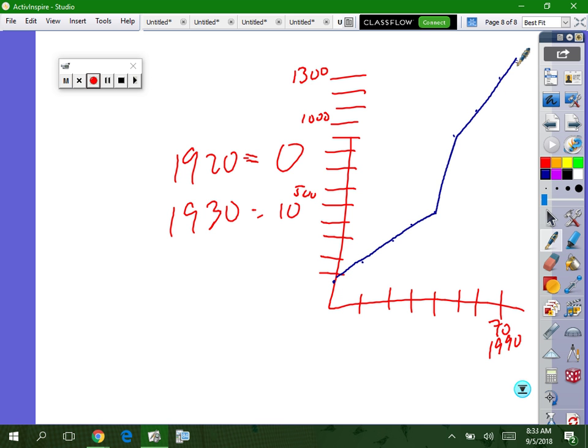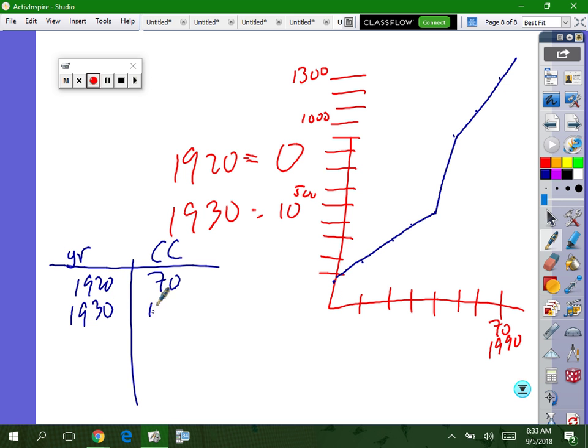Okay? So really quickly, last time on this chart, this was the year, and this is community college, right? At 1920, how many was there again? 78, is that what it said? 70, 70. How about 1930? 178. Okay.